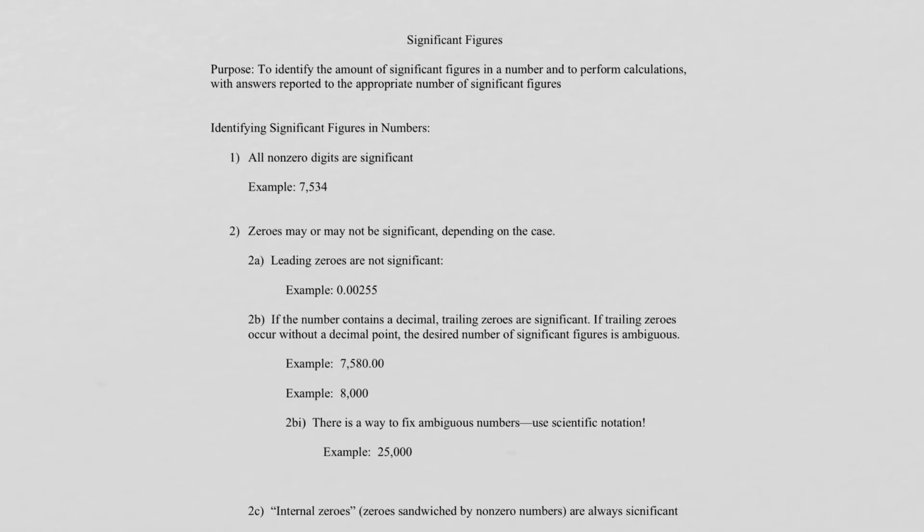Identifying significant figures in numbers has some different, complex rules. First of all, non-zero digits are significant. So for example, in the number 7,534, all 4 digits are significant. And by the way, significant figures can be expressed as sig figs or S.F. So in this case, the number 7,534 has 4 significant figures, and that's all we need to know about non-zeros.